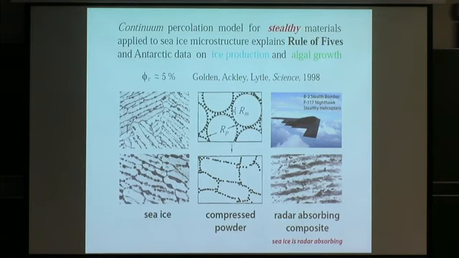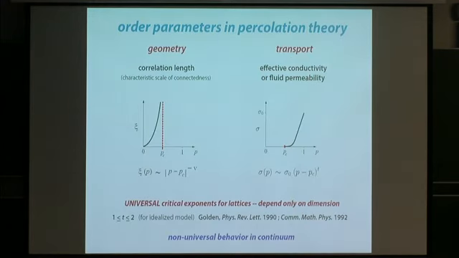That's why getting the thickness of the ice is such a hard thing. Using microwaves from satellites in space, it just gets absorbed. So you've got to figure out all these other indirect and very clever methods for getting the thickness of sea ice. So just a word about order parameters in percolation theory.